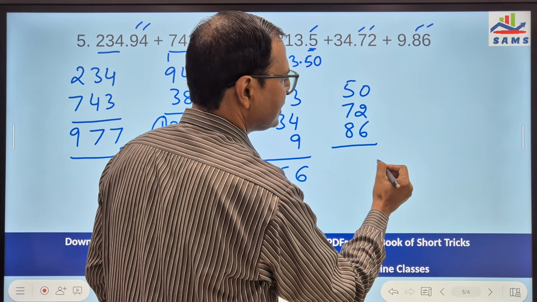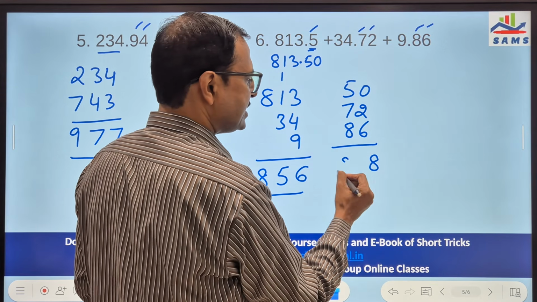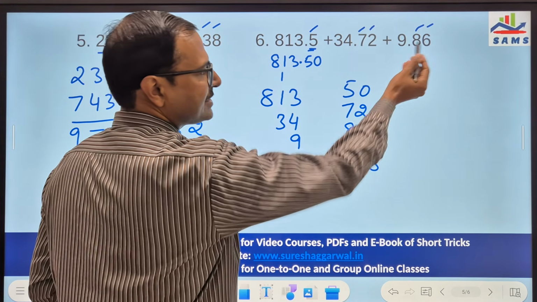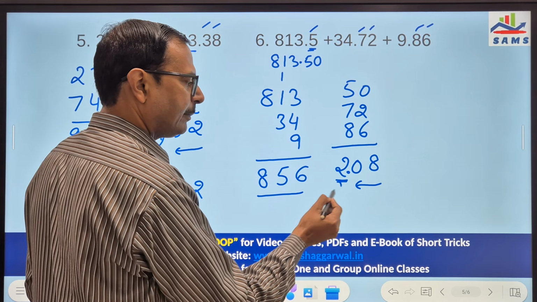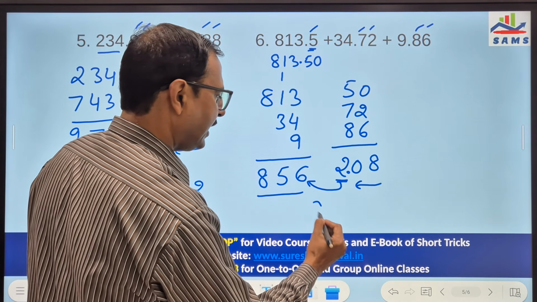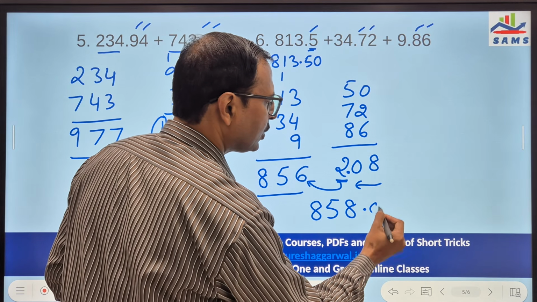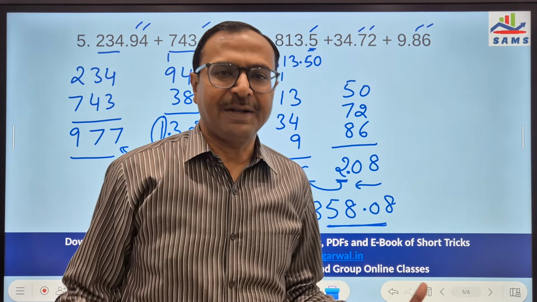What is the sum of these? This is 8 and this is 7 plus 5, 12 plus 8, 20. And what happens to this number now? 2 digits after decimal means this becomes 2.08. The 2 whole number part gets added here, 856 becomes 858, and 0.08 remains as such, giving you the sum of these 3 decimal numbers.